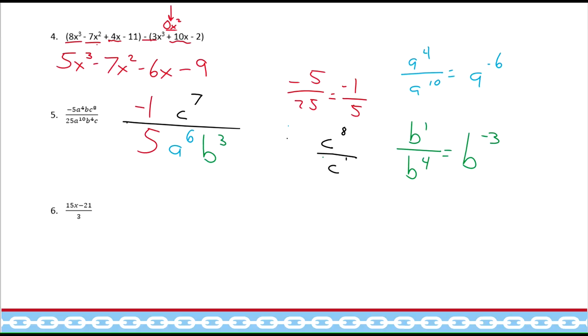For 6, I am going to divide both the 15x and the negative 21 by 3. So 15x divided by 3 would be 5x, and the negative 21 divided by 3 would be negative 7.